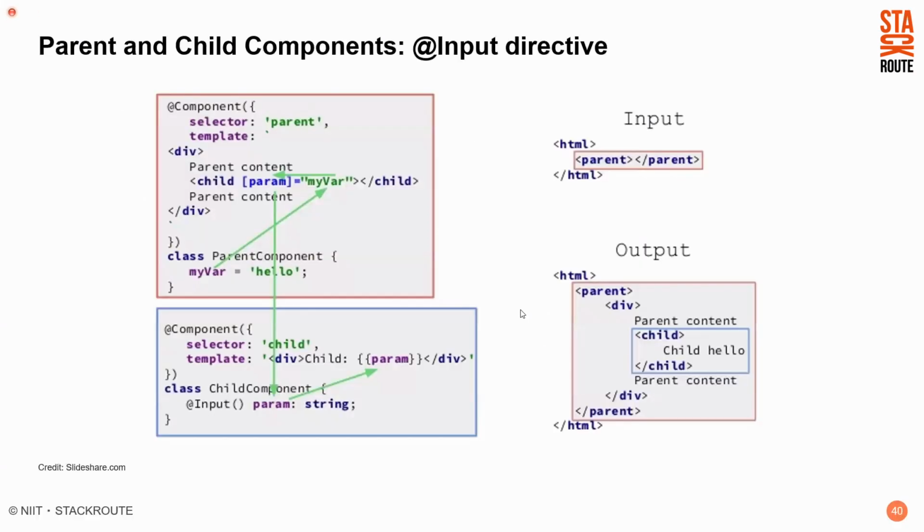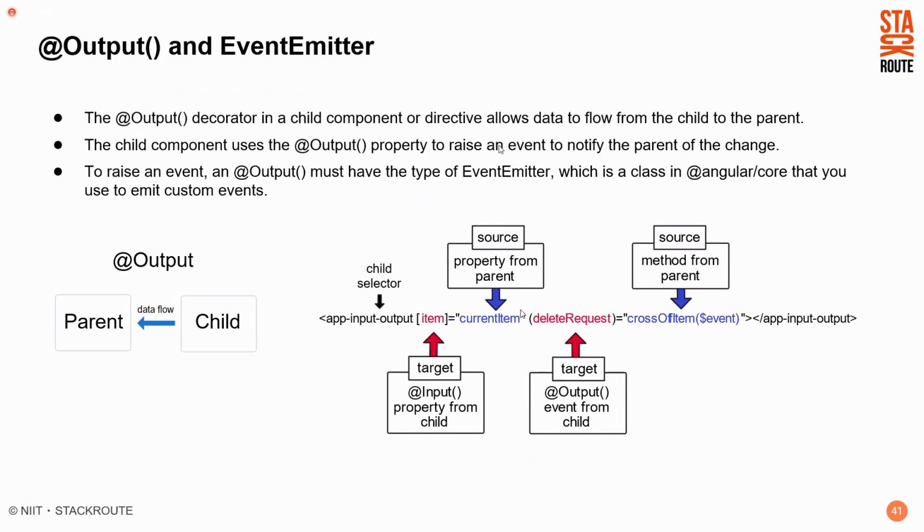Emit the data. In order to emit the data, this output decorator needs to be initiated with the type event emitter class. To raise an event, output must have a type of event emitter. So from child to parent, you always have to trigger an event. And in order to trigger an event, you need to create an object for event emitter.